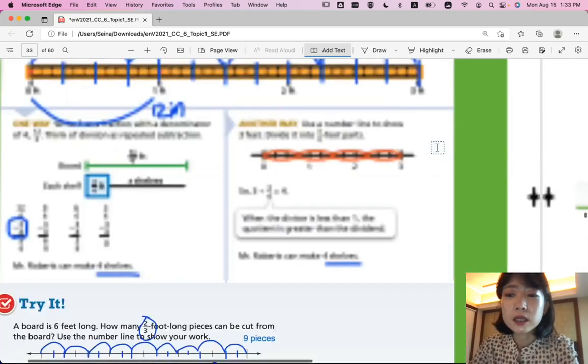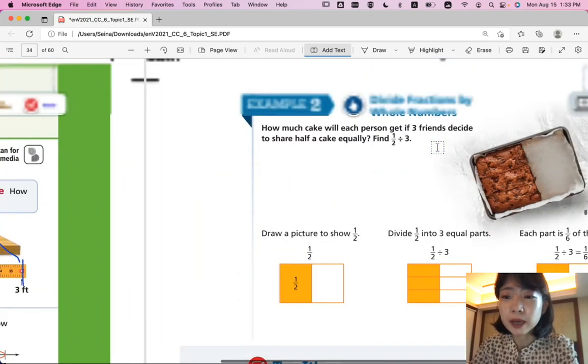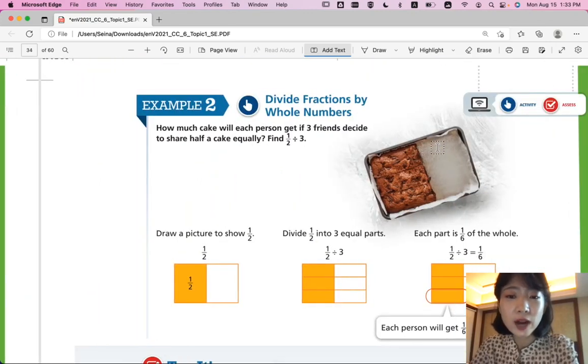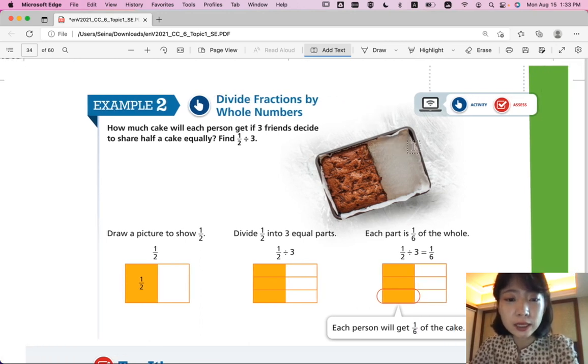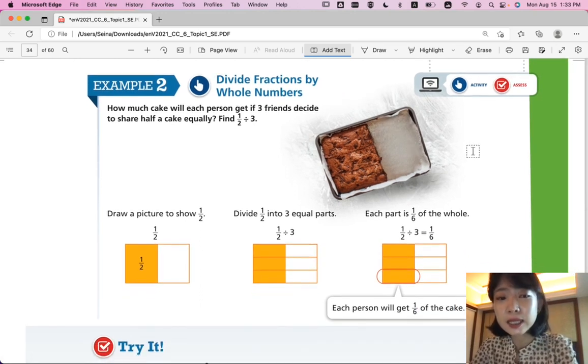Alright, let's look at the next example in the next page. Example 2. Divide fractions by whole numbers. How much cake will each person get if 3 friends decide to share half a cake equally? Find 1/2 divided by 3.